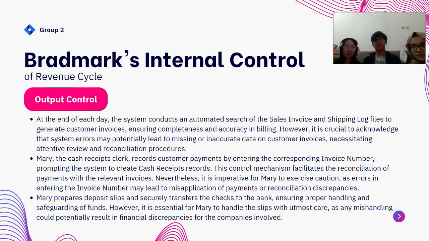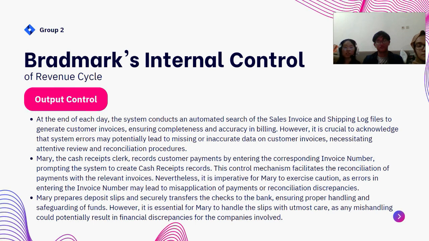Okay, so here we're at the last part of Bradmark's internal control of the revenue cycle, which is the output control. At the end of each day, the system conducts an automated search of the sales invoice and shipping log files to generate the customer invoices. This is done to ensure completeness and accuracy in billing. However, it is very crucial to acknowledge that system errors could potentially lead to missing or inaccurate data on the customer invoices, necessitating attentive review and reconciliation procedures.